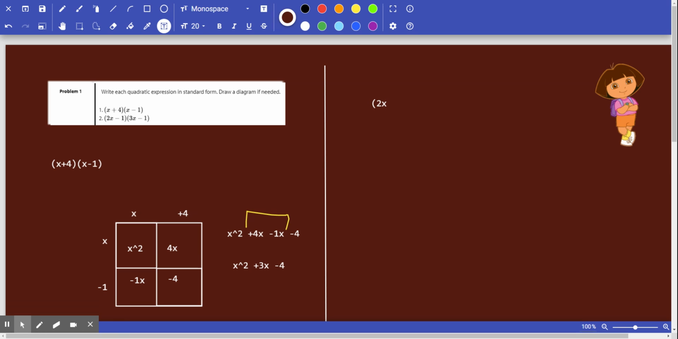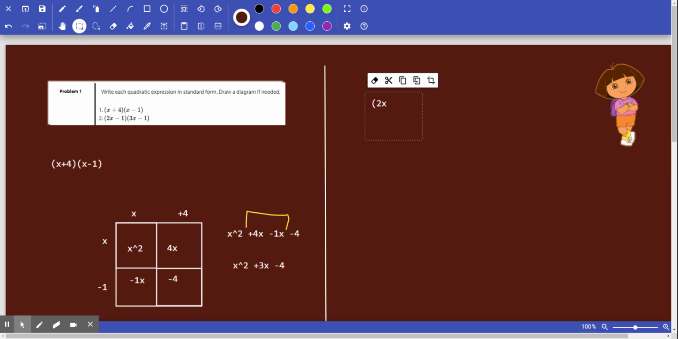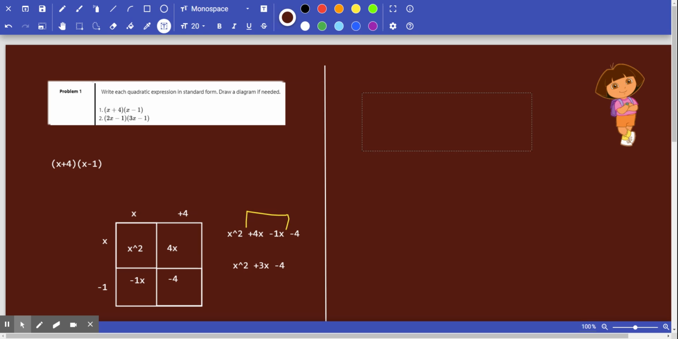Okay, the phone rang, so I'm going to go ahead and try that over again. So what we're doing in the second one is we are doing 2x. I'm going to put them in parentheses so that I can keep that binomial together: 2x minus 1 and multiplying it by 3x minus 1. All right? So I'm going to use the FOIL method this time just because it adds some variety to our life.